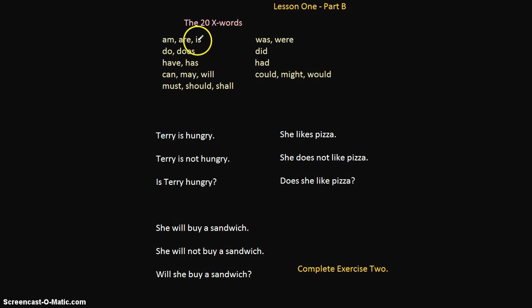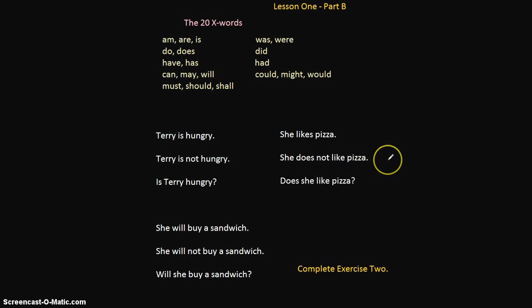We can see them: am, are, is, do and does, have and has, can, may, will, must, should, shall. And then some of these X words also have past forms, like was and were, did, had, could, might, and would. These 20 X words are going to be our key to unlock a sentence so that we're able to find the different places and to see how words are combined into sentences.